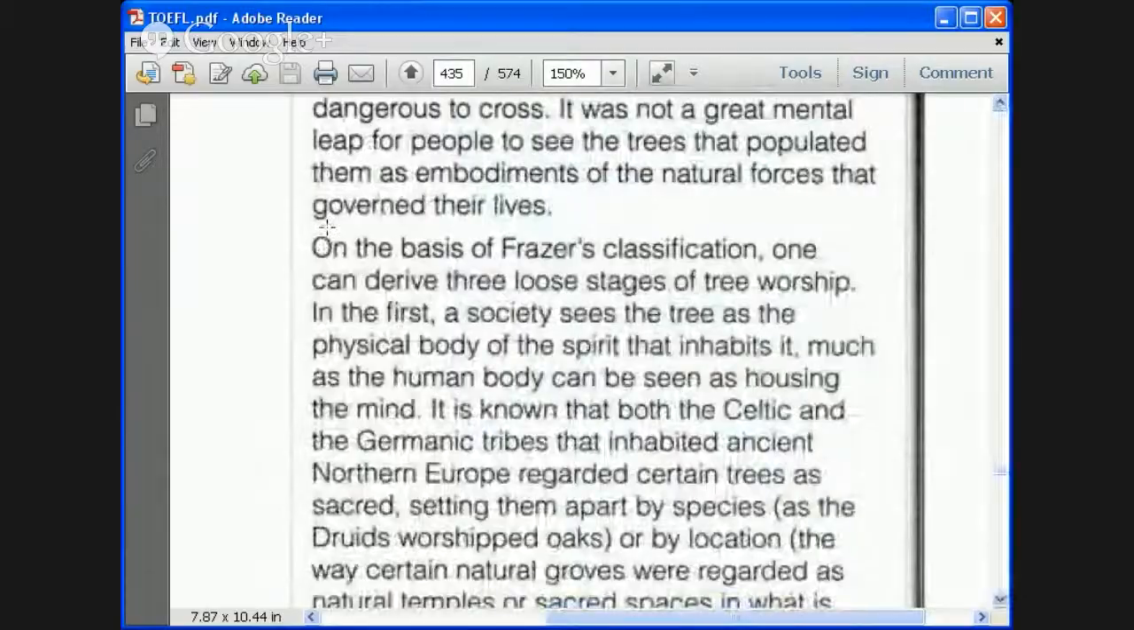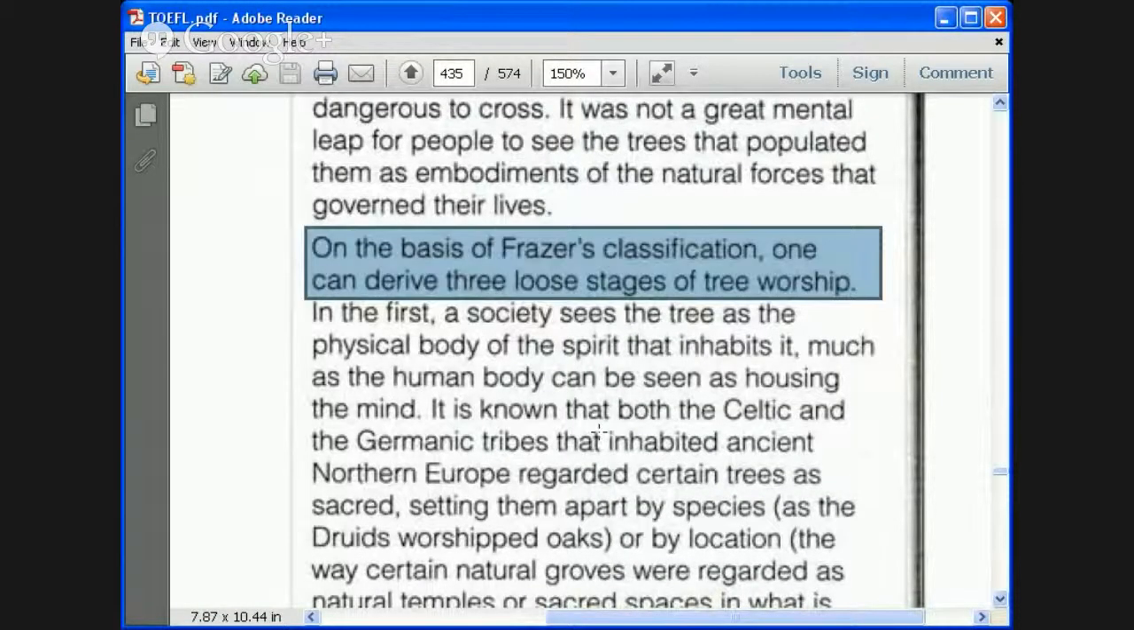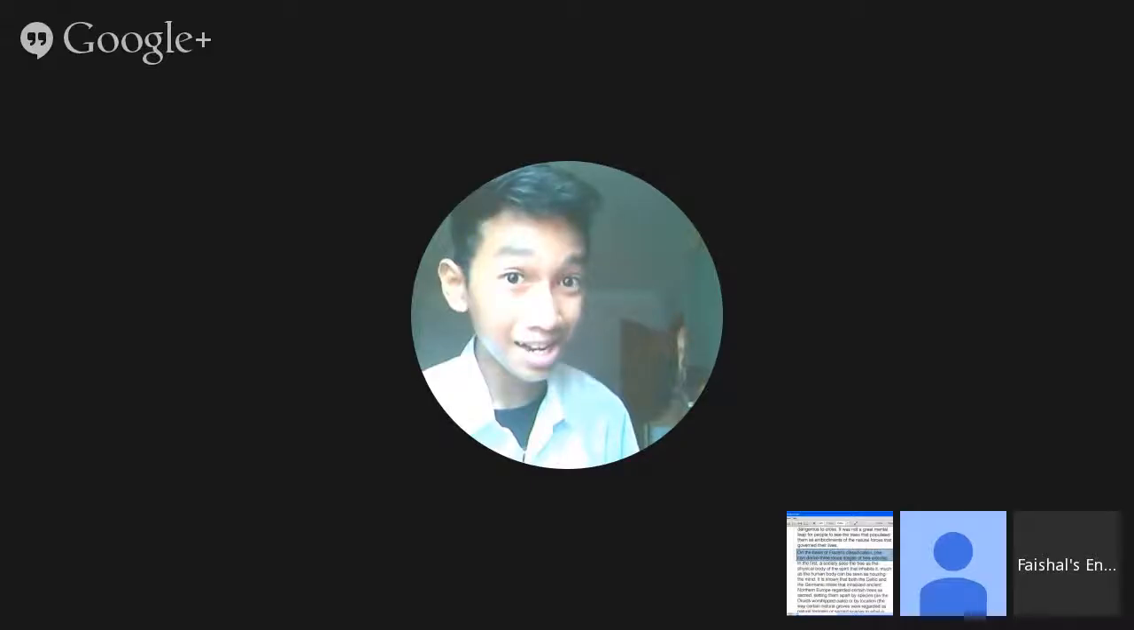Faisal. Okay. Read it. We're going to read at least the first sentence of each paragraph. On the basis of Frazer's classification, one can derive three loose stages of tree worship.